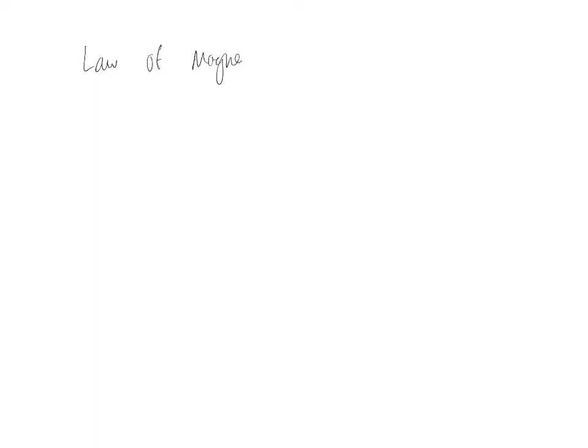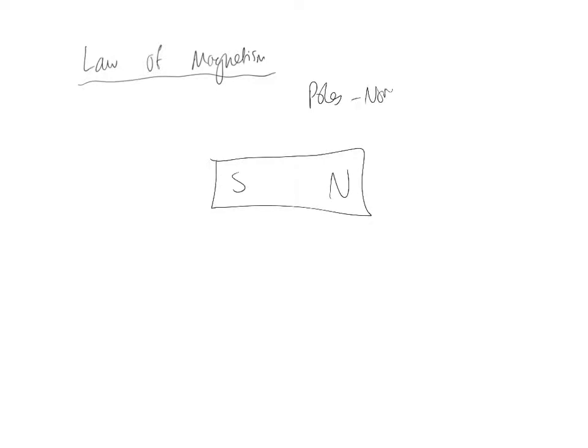Let's look at the law of magnetism now to see how magnets behave. Now, just like when we looked at charge, we said there was two types, positive and negative. There are two poles, we call them, for magnets. So let's take a bit of iron here. We call the two poles north and south.